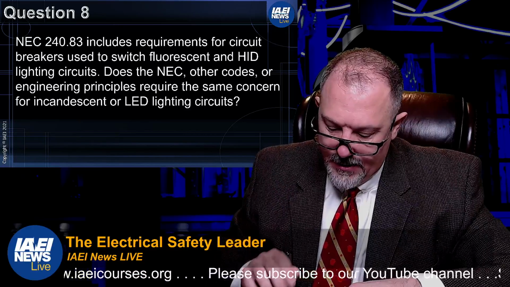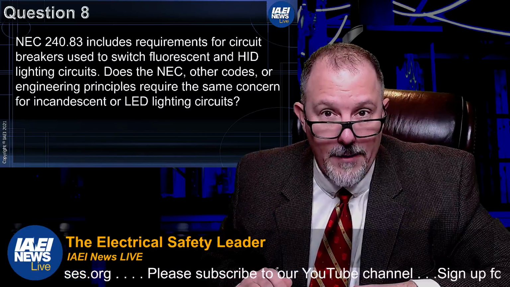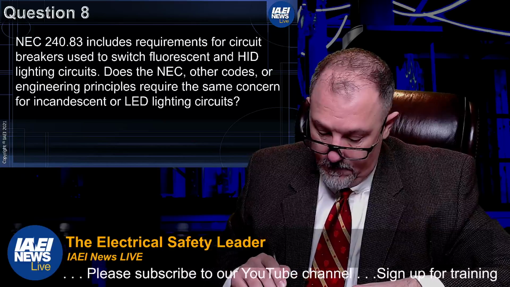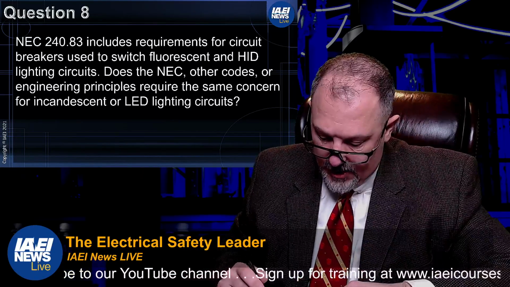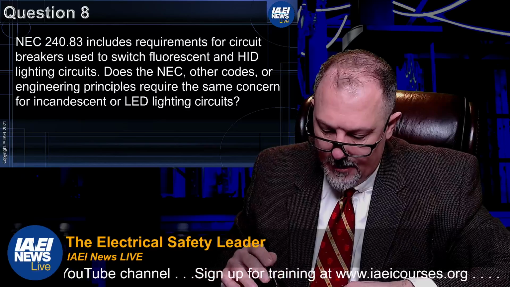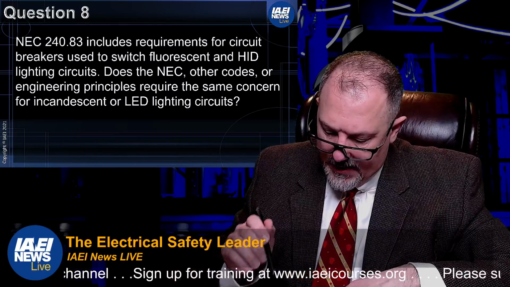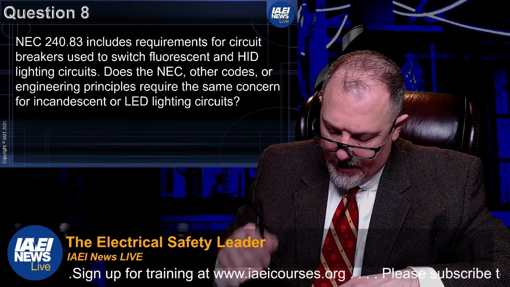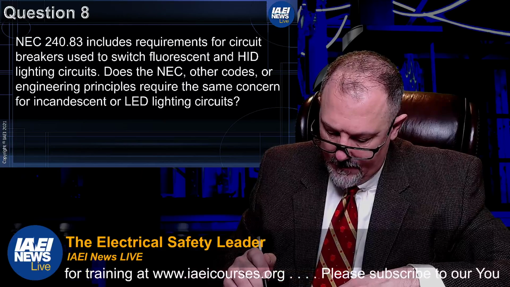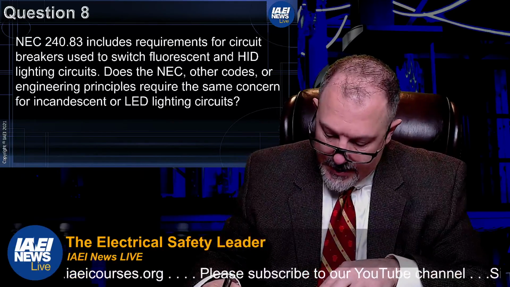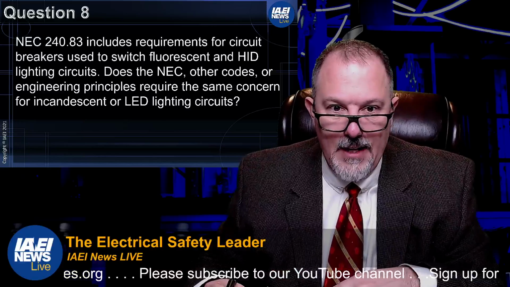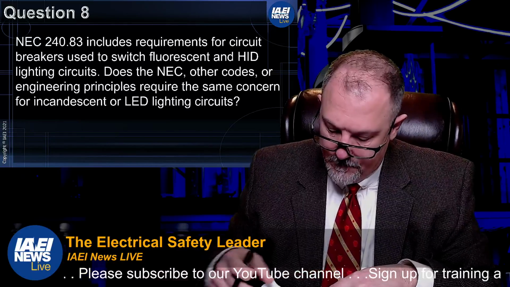240.83 is titled Marking. So it includes requirements for circuit breakers, HID. We've got marking requirements for durable and visible. We've got location, 100 amps or less. We've got interrupting ratings. We've got circuit breakers used as switches. So let's take a look at that. And this is 240.83(D), as in David.